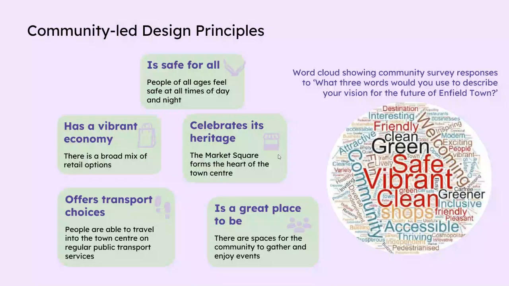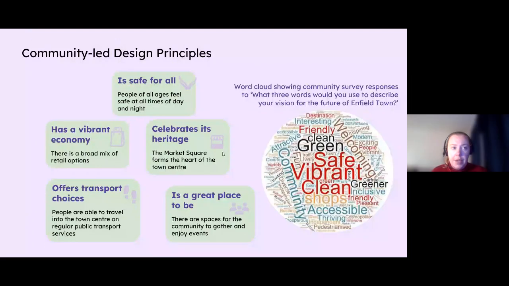So I think Aga was just going over these community-led design principles. These were formed in 2019, which was the first phase of engagement with the community. So we went out and asked people, what do they want to see in the future for Enfield Town? What's the vision for Enfield Town? And from people's comments, these 5 design principles were established. So Enfield Town is safe for all, has a vibrant economy, celebrates its heritage, offers transport choices, and is a great place to be. And on your screen there, you can also see a word cloud of some of the words that were used and that we heard from people during that phase of the engagement. So these design principles have been used throughout the design process for the project. They've informed the early designs that we presented back to the community in 2021 and future more detailed designs as well. So they've really formed the basis for these proposals.